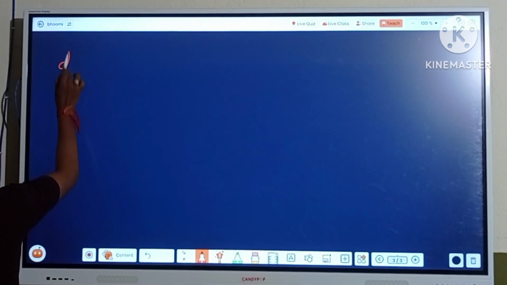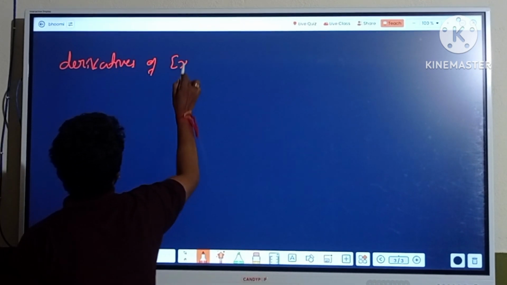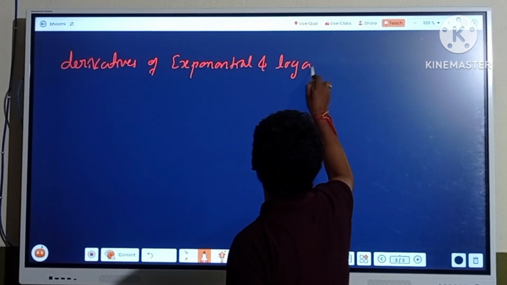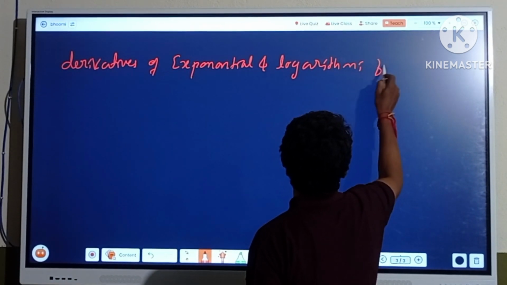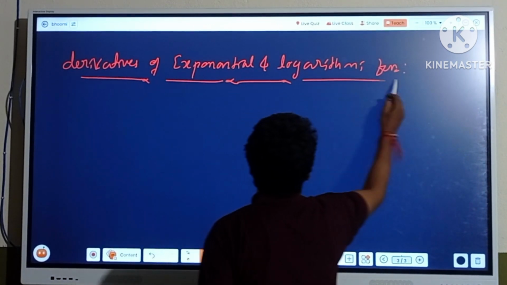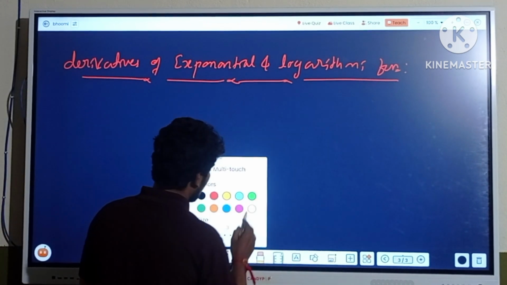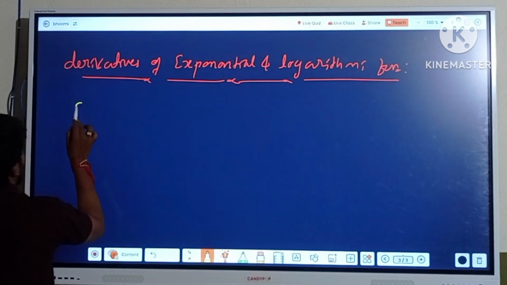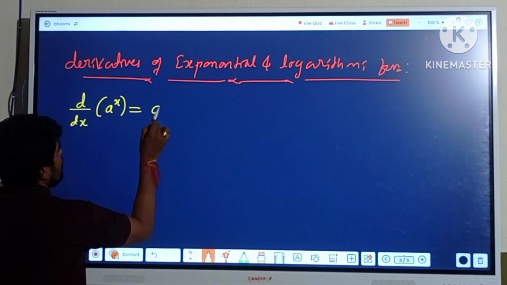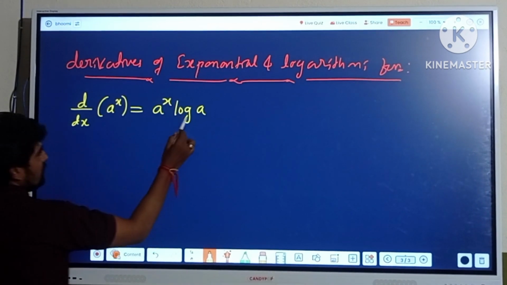Now what? Derivatives of exponential and logarithmic functions. We already studied the formulas for derivatives of exponential and logarithmic functions in the first PU only. So here I am directly going to write the formulas. The first formula: the derivative of the exponential function a power x is equal to a power x into log a to the base e.